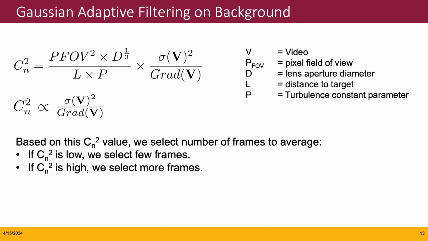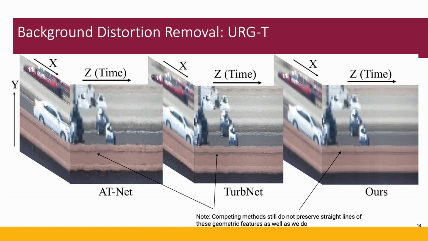In essence, a low turbulence video is already sharp, the Cn square is low here, so it will select very few frames, close to 1. However, high turbulence strength results in huge distortion and higher Cn square. Therefore, it will select more frames to average. We found that most deep learning methods introduce a lot of artifacts and distortion with temporal inconsistency. However, our adaptive filtering approach on the background appears very clean and smoother.